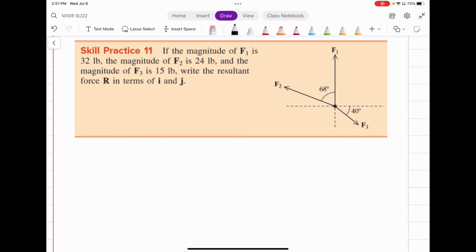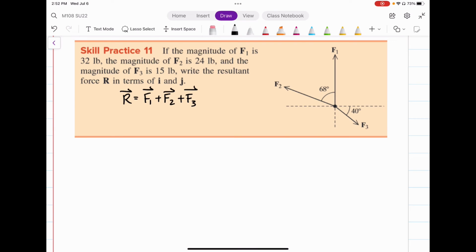We are given the magnitude of three different vectors, and we want to know what the resultant force vector is in terms of i and j. The resultant vector, r, is going to be found by summing the three different vectors that we have. So force vector 1 plus force vector 2 plus force vector 3 is going to give me the resultant vector. I find each of the force vectors using the angle that's given and the magnitude. The magnitude is listed in the given information, and the angles need to come from 0 degrees.